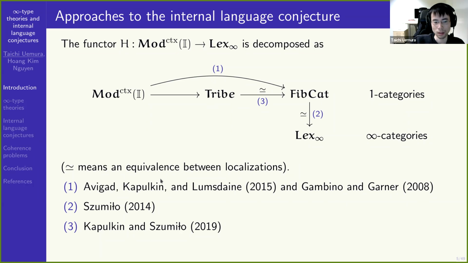And one more step was given by Kapulkin and Szumiło. They proved that fibration categories are equivalent to so-called tribes of Joyal. Tribes are slightly closer to the syntactic presentation of type theory than fibration categories. So it's nice. Okay, so this is an existing approach to the internal language conjecture.